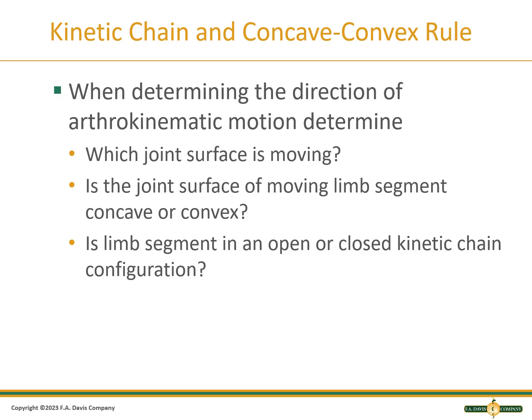We will practice this in class, and you will have to determine this for different joints throughout the course for your exams and in different lab activities. So, some steps for determining the concave-convex roll relationship. When determining the direction of arthrokinematic motion, determine which joint surface is moving. Then determine if the joint surface of the moving limb segment is concave or convex, and then whether the limb segment is in an open or closed kinetic chain configuration, because that's going to help us understand which direction the rolls and glides are happening in.